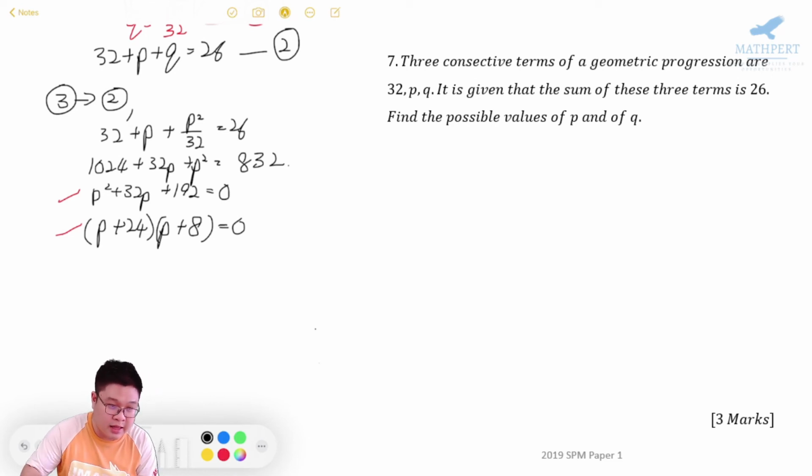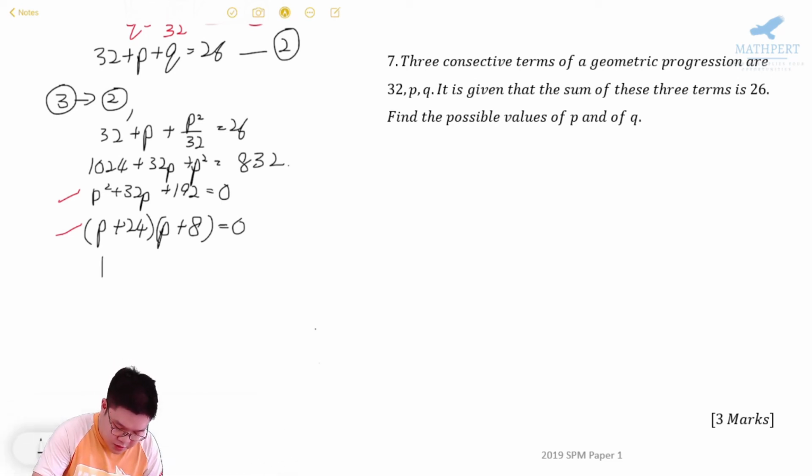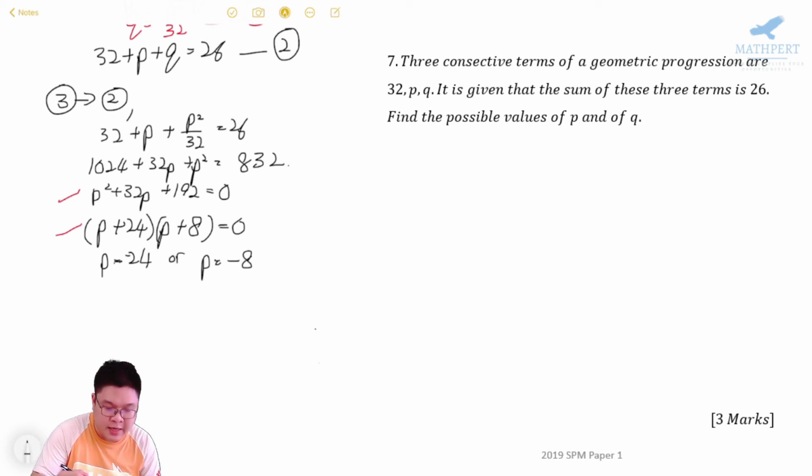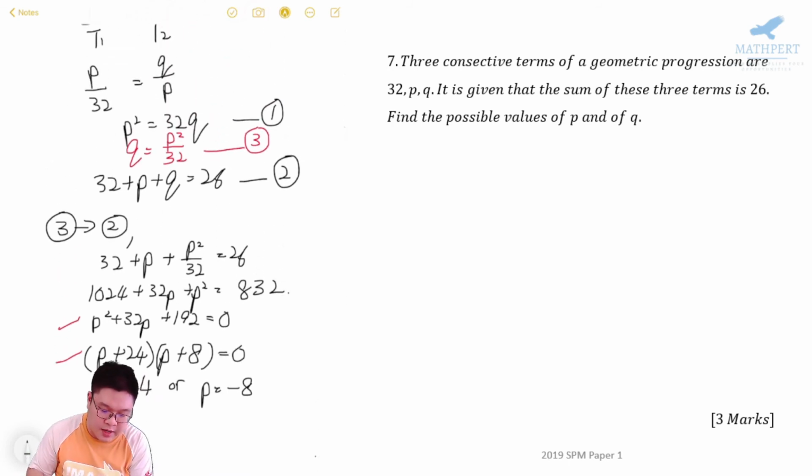And then I can say that P is equal to negative 24 or P is equal to negative 8. So when P is equal to negative 24, Q will be equal to, I substitute negative 24 into equation number 3. So negative 24 squared divided by 32, I will get 18. So Q is equal to 18.